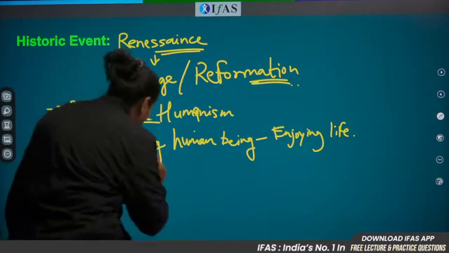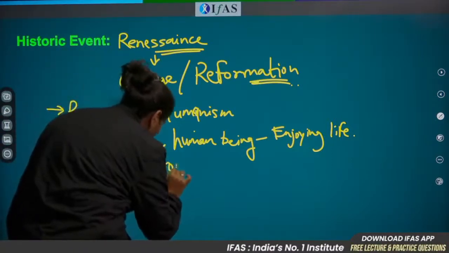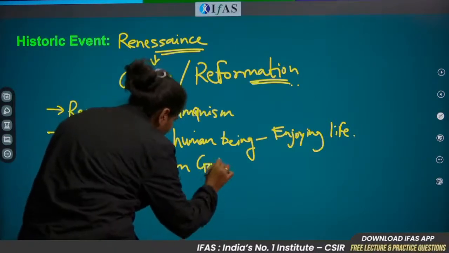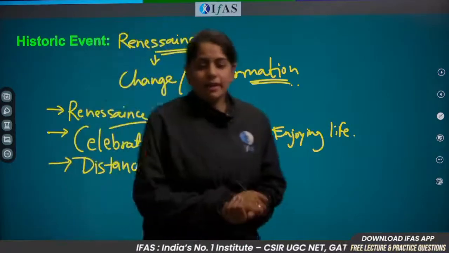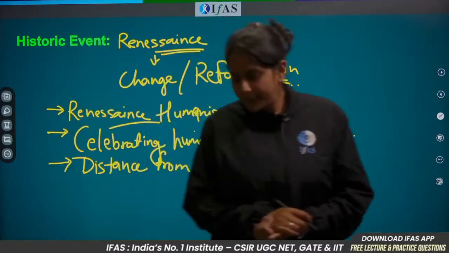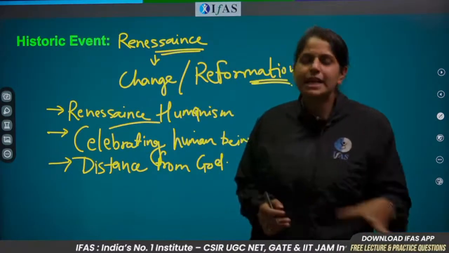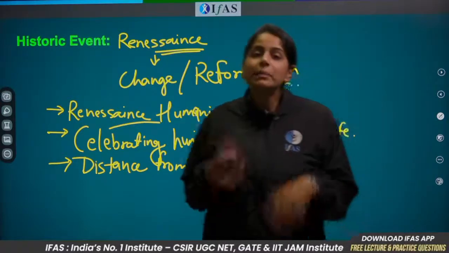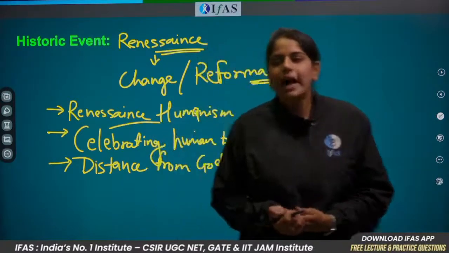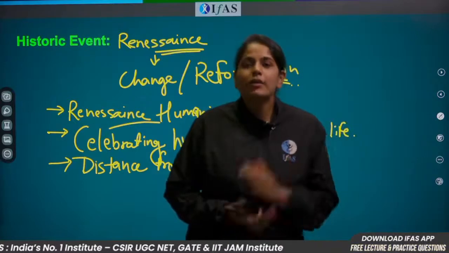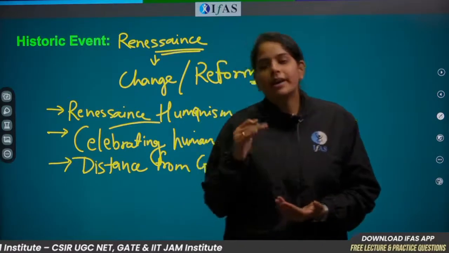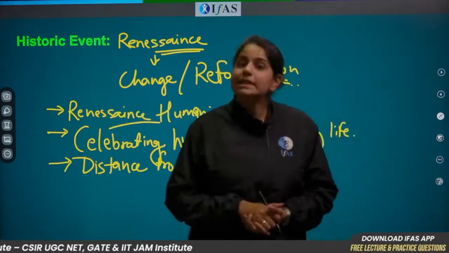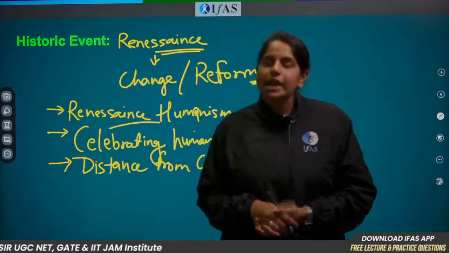Now, what is this distance from God? Why was there distance from God? What was the reason that people actually distanced themselves from God? Because of the plague situation. You might have seen that earlier there was the Hundred Years' War. Plus, there was a plague, the disease that spread all over England.